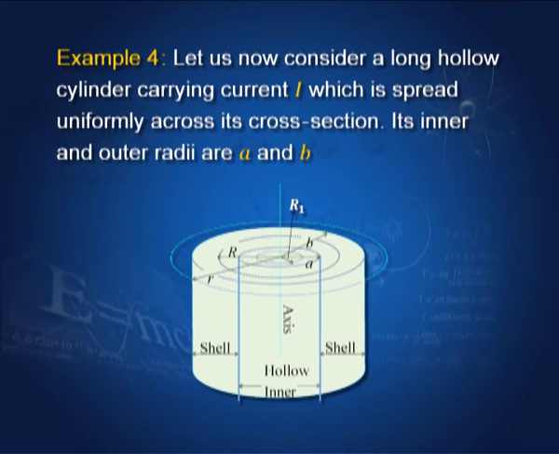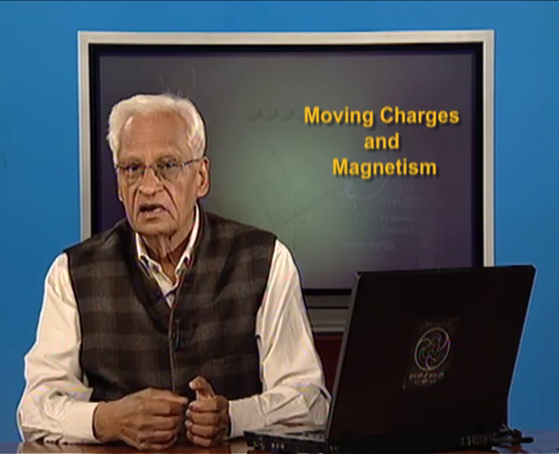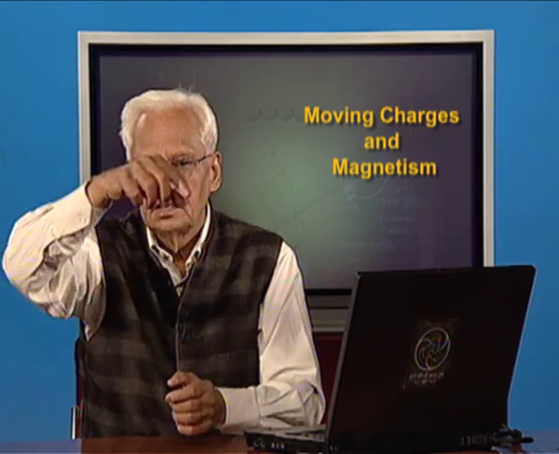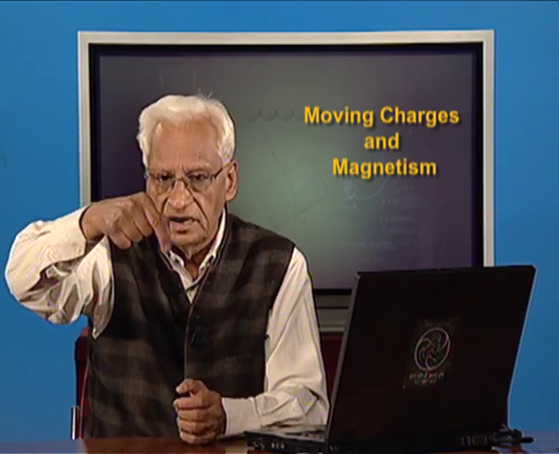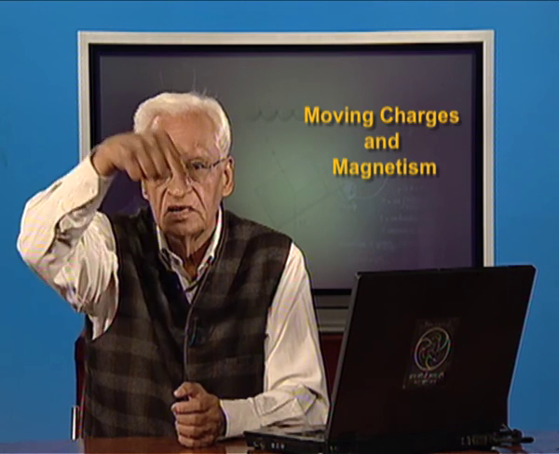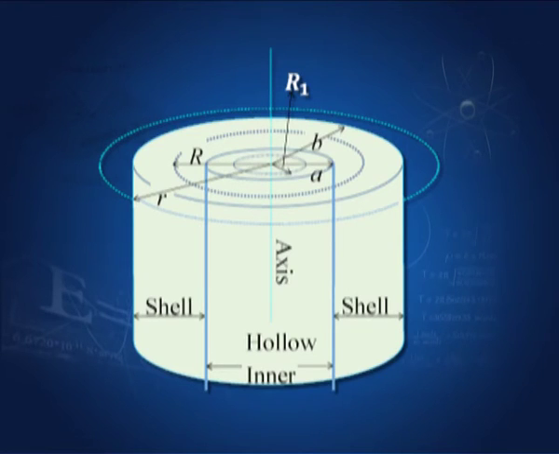So, as another example of the application of Ampere's law, let us now take a long cylinder which is hollow, that is, it has a certain thickness. There is an inner radius and there is an outer radius. The inner radius is A and the outer radius is B, as I have shown here. And so, what do we do? Again the current is uniformly spread over this cross section.